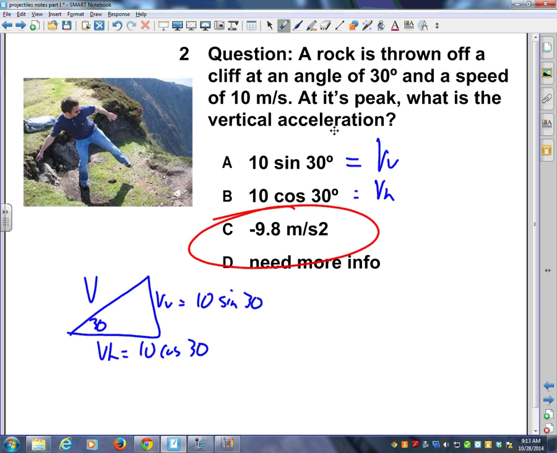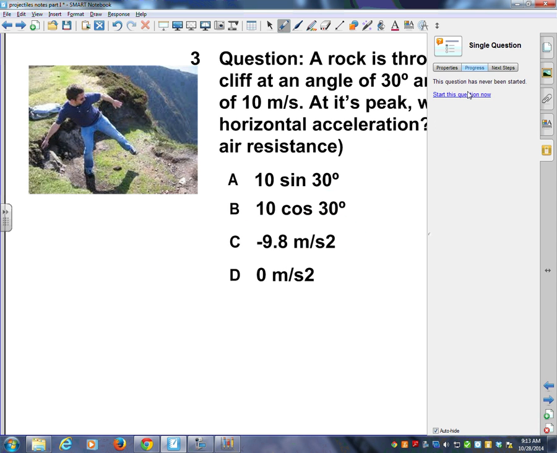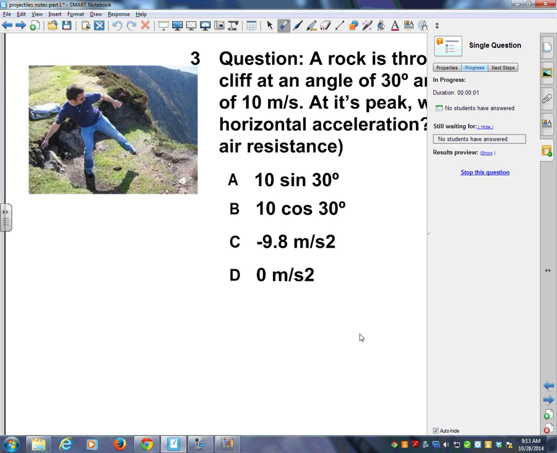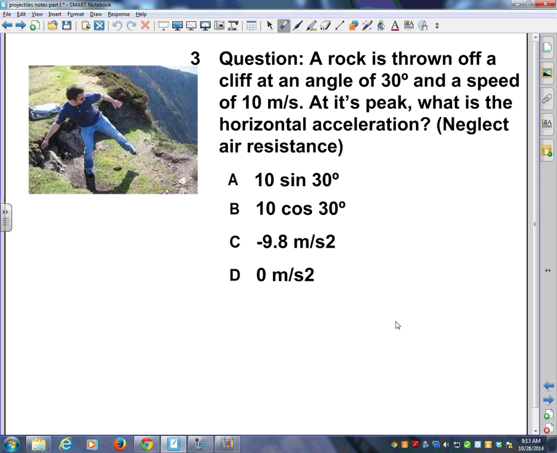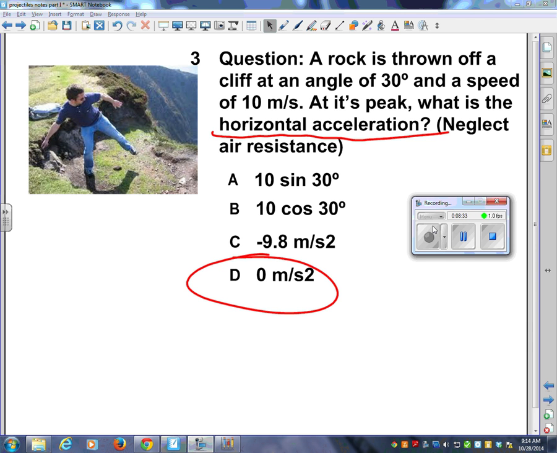Okay, so vertical acceleration. What is the horizontal acceleration? It doesn't speed up or slow down. Horizontal acceleration is 0. Have I asked you that question more than once in the last 2 or 3 days? Yes. Any ideas on how many more times I'm going to ask it? 3 more. Until I get 100% yes, I get it.